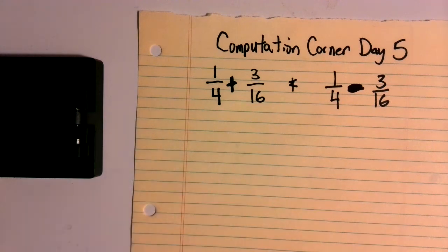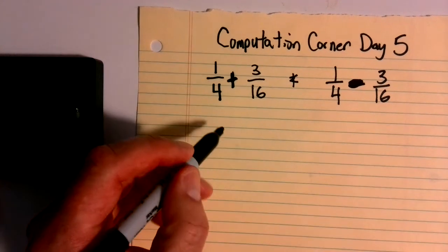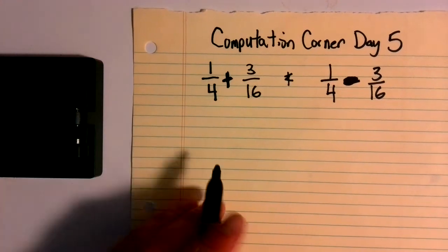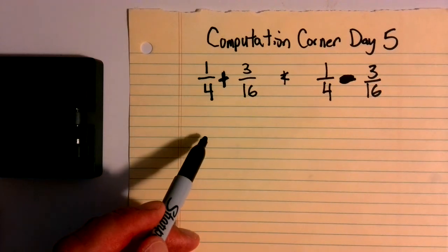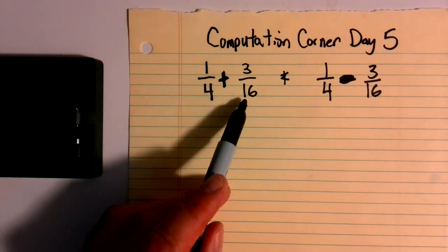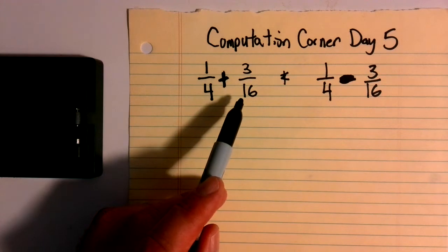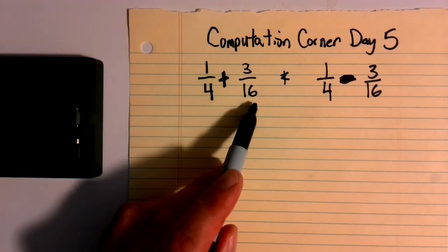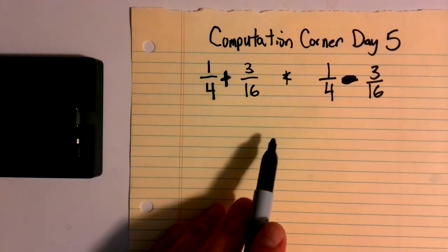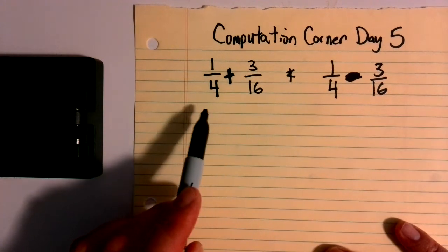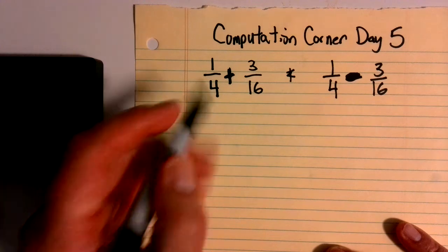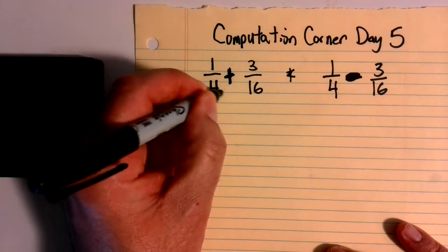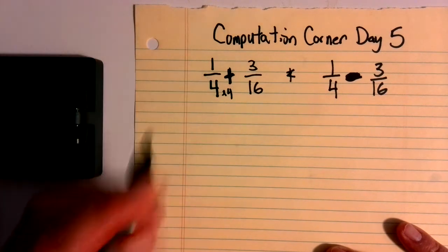So let's look at what this would look like here. If I was going to say 1/4 and 3/16, I could convert both denominators to be the same denominator. I know that 4 is a factor of 16, or 16 is a multiple of 4. So I can go ahead and convert my 1/4 into 16ths. I would do that by multiplying the bottom by 4.